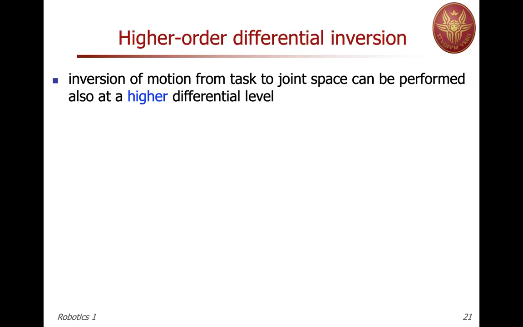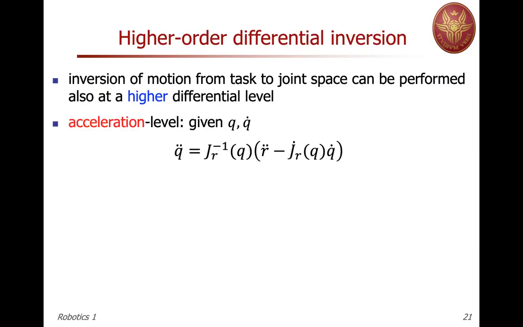Now, everything was said about velocity mapping, but we have seen also in the differential kinematics that we can move our analysis to a higher order, to acceleration, jerk, and so on. So the same thing can be done when we invert things, and we can invert at the velocity level, but also can decide to invert at the acceleration level. And the reason why we're doing this will be clear in a moment. Now, suppose that we have a square Jacobian.